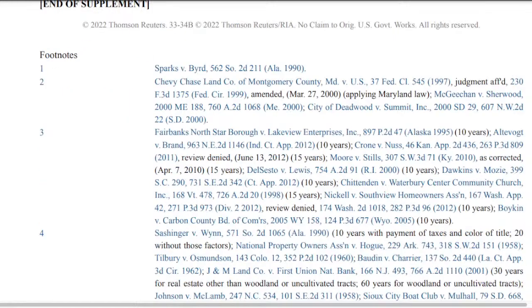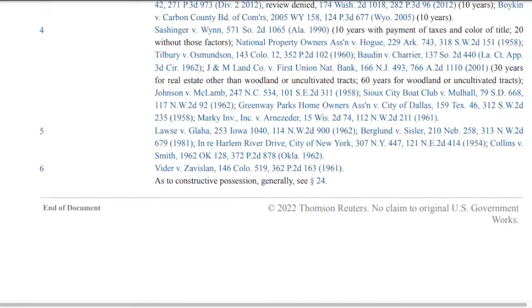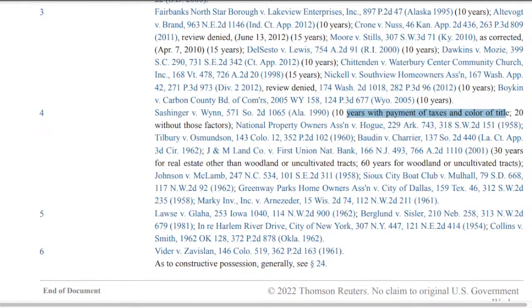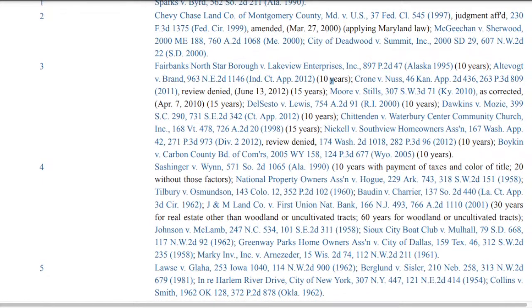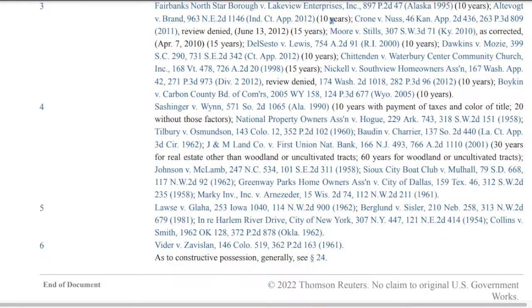Let's move along here. Okay, 30 years for real estate other than woodland or uncultivated tracts. 60 years for, wow, where is that? New Jersey. Oh, Louisiana, First Union Bank, New Jersey, 2001. 10 years for payment of taxes in color of title, and that's in Alabama. So yeah, 15 years in Kansas, it says here. Kentucky, 15 years. 10 years in Indiana, 10 years in Alaska. Beautiful stuff here, huh? Deadwood Summit, 2000. Looks like 10 years there. What is it for this one? Doesn't say. Okay, so there you go.